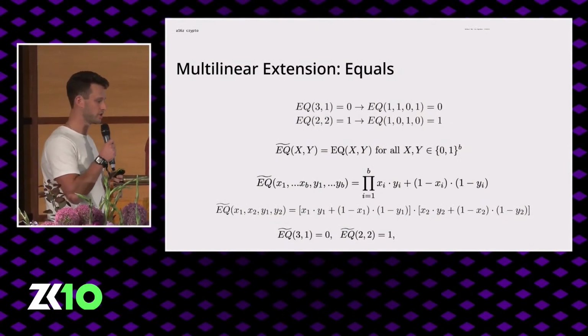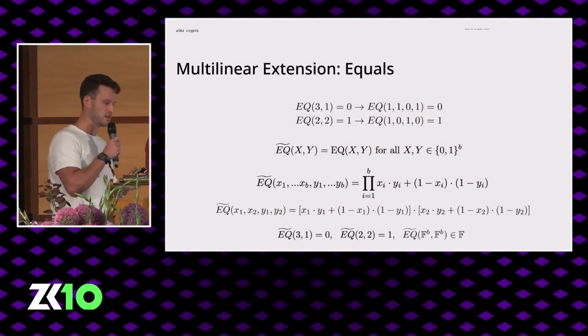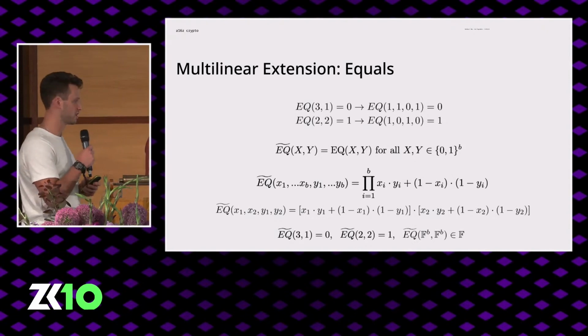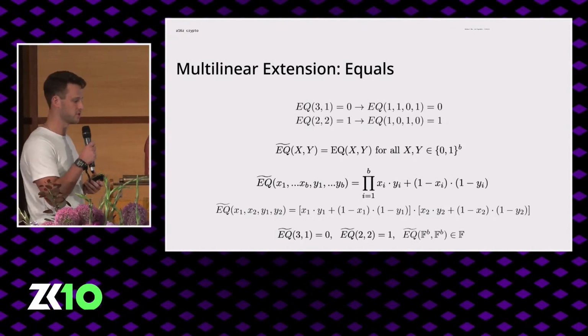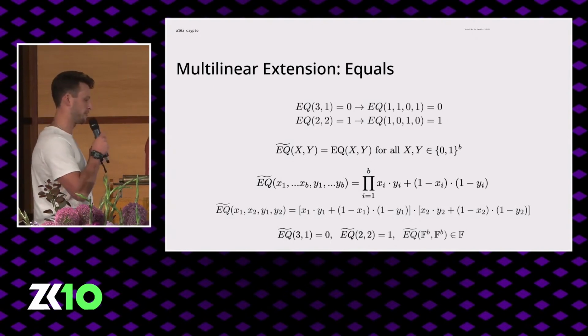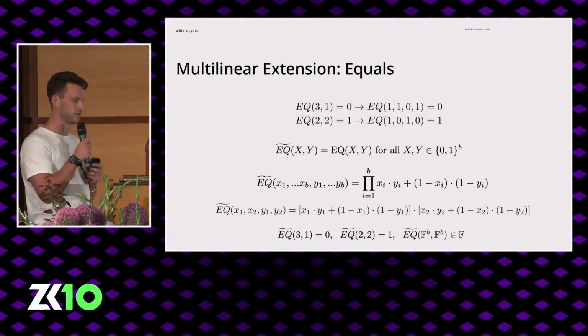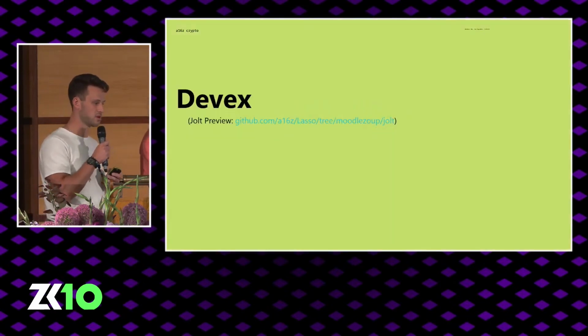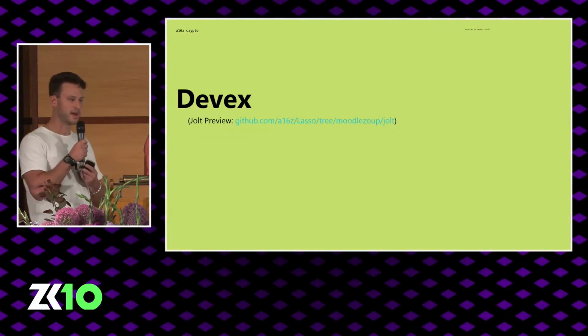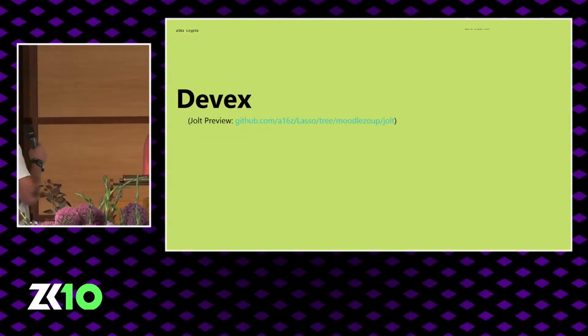matches the EQ operation. But the cool thing about EQ twiddle, or the multilinear extension of EQ, is that it's defined on a domain larger than that of the original operation. So we can put in all length 2 vectors of field elements for each operand, and we get another field element, which gives us this distance amplified encoding that we need for sum check. So that's all the background we need. Now we can do the fun part.